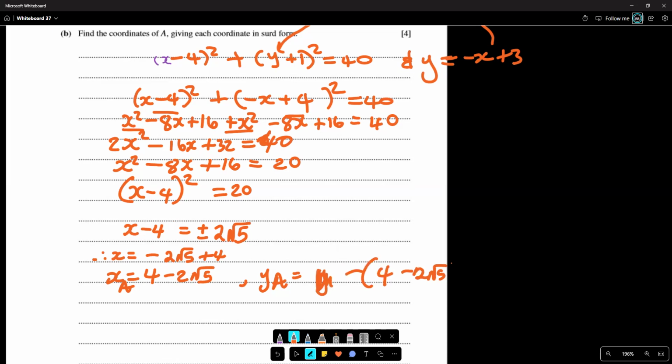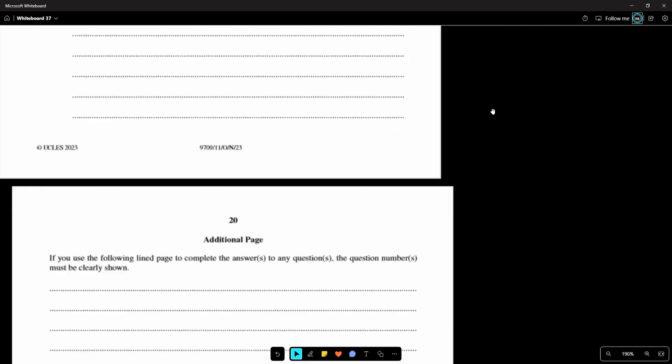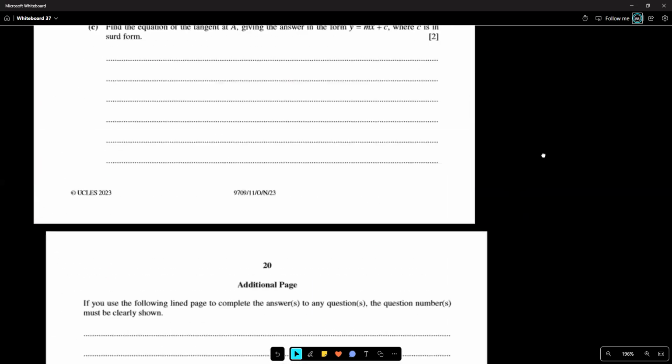plus 3, which gives you minus 4 plus 3, which is minus 1, plus this one will just be plus 2 root 5. Then the coordinate of A will be 4 minus 2 root 5, which is the x value. Then this one I'll just write this way, 2 root 5 minus 1. And that is it. Now let's do the last part of this question paper.